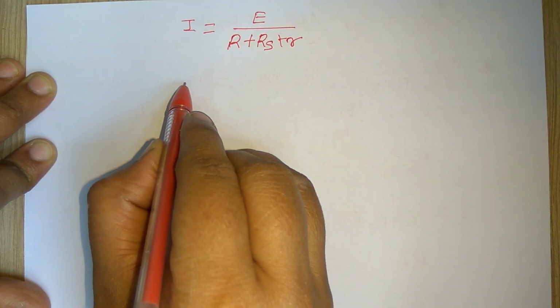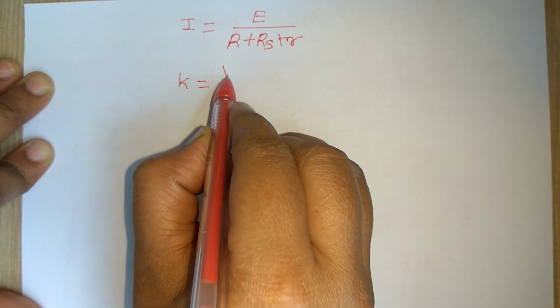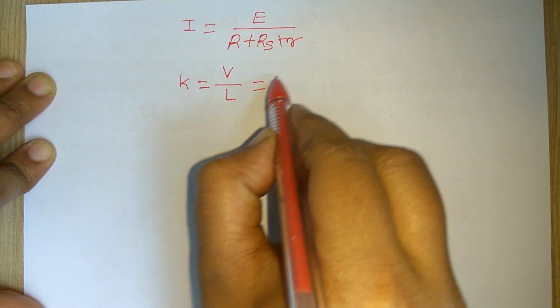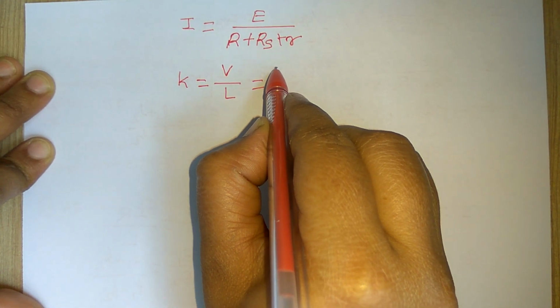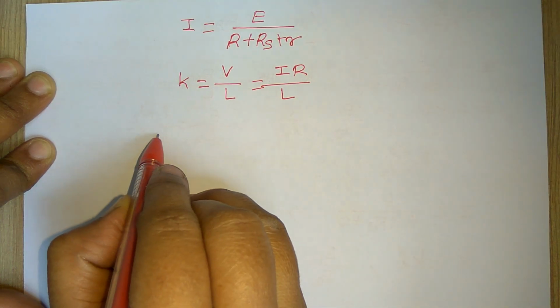Second one, we have to find the potential gradient. So how do we find potential gradient? It is the potential across wire AB divided by length L. The potential of the wire AB is equal to current into resistance of wire AB, divided by the length of wire AB.